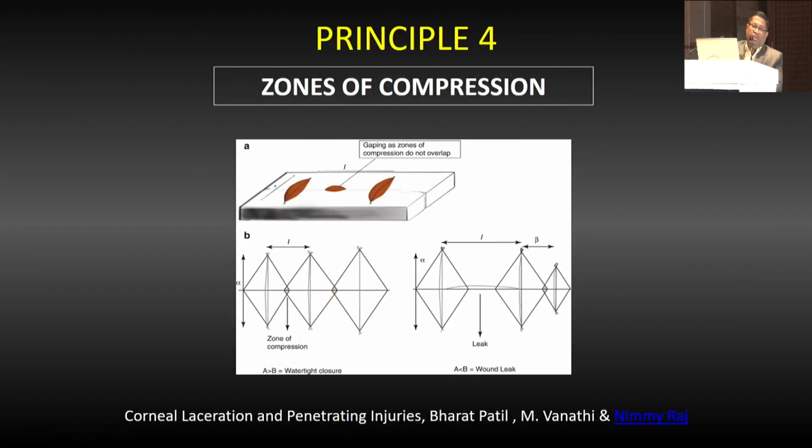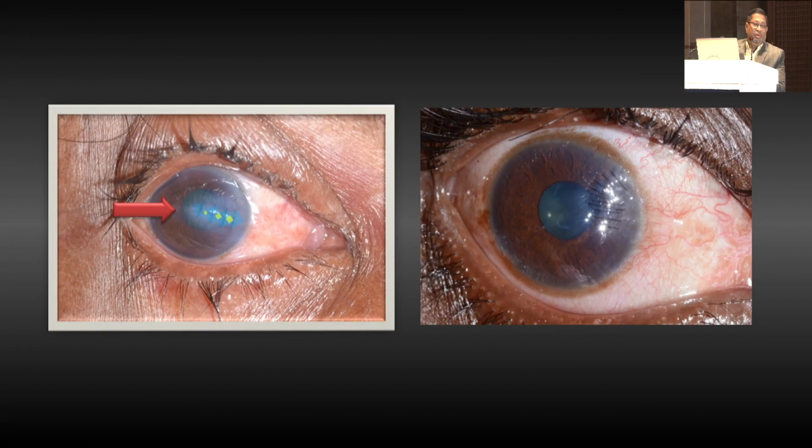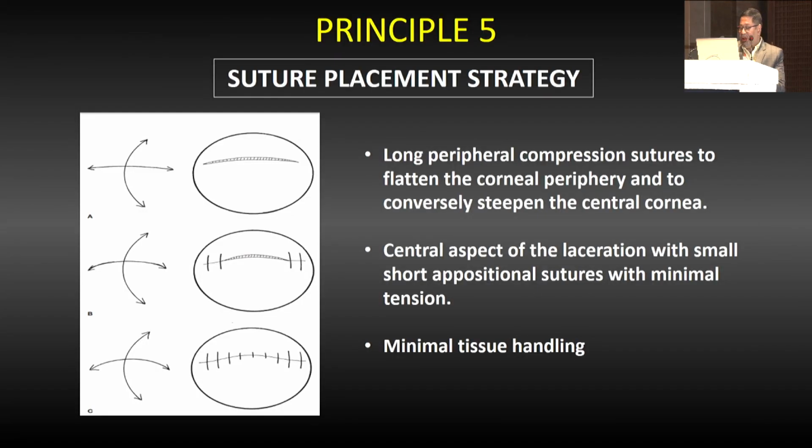Next, once you put one suture, you should always remember the principle of zone of compression. When one suture is over and you go for the second suture, the distance between the two sutures maintains the zone of compression. Ideally, if the zones of compression overlap each other, then only you will have a watertight compartment. If the zones of compression don't overlap, you can see in picture B the wound leak. This is a good zone of compression with watertight suturing, and this is how the second suture would be cramped.